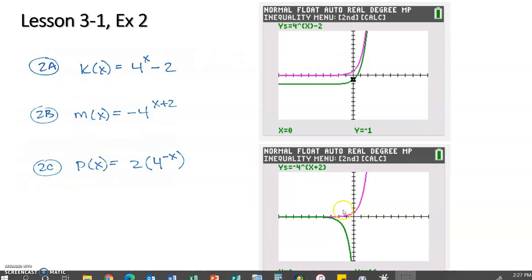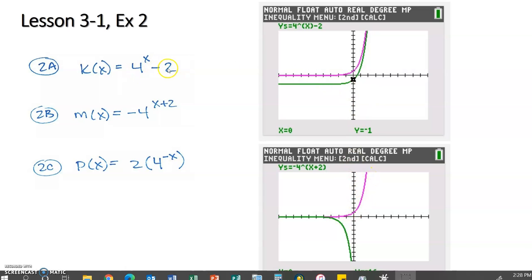All right, so here's 2a, 2b, and 2c. I would encourage you to look in your book and give those a shot. You can pause the video and then come back and let's work through these. All right, so in these examples, the magenta is f of x equals 4 to the x power. And so you can see how those are going to be the same in each one.